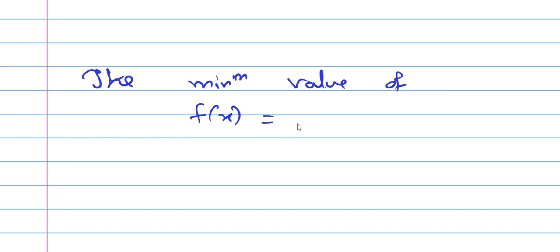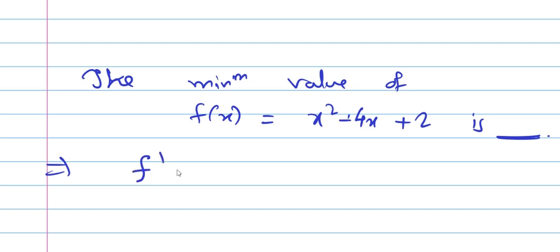The minimum value of f of x equal to x square minus 4x plus 2 is. So we have to find the minimum value of this function. What is the procedure? First get the stationary point. How to get the stationary point? Differentiate. f dash x equals 2x minus 4, and that we have to equate with 0. I have just differentiated x square minus 4x plus 2: the derivative of a constant is 0, x square gives 2x, and minus 4x gives minus 4.